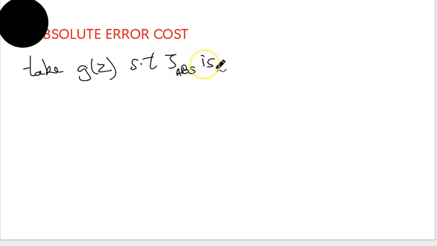Next, we move on to the next topic, that is absolute error cost. So to obtain the optimal estimate in terms of z using the absolute error cost, we must take g of z such that your JABS, that is absolute error cost, is minimized. This is the criteria. So how do I do this?